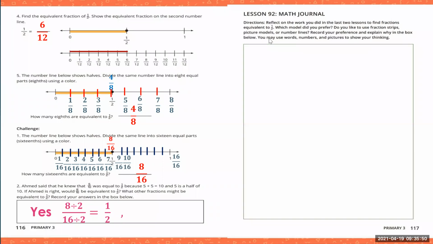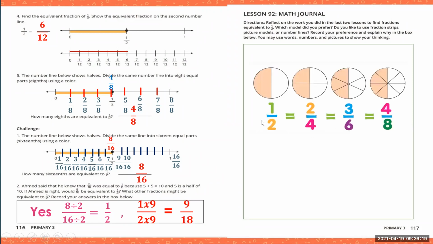Now reflect on your learning. We want to know equivalent fractions to half. Which model do you prefer? Do you prefer to represent it by number line, or shapes, circles, or which model? This is for you, okay? But I want now to find equivalent fractions for half.